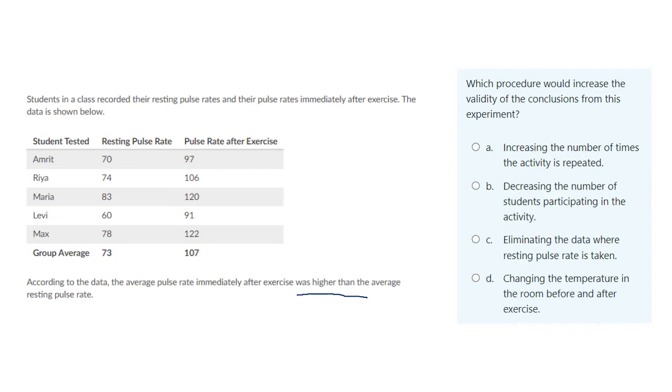How could we increase the validity of the conclusions? Well, if we eliminate the resting data, if we took away the resting data, we wouldn't know if the heart rate had increased or decreased. So this cannot be the correct answer.